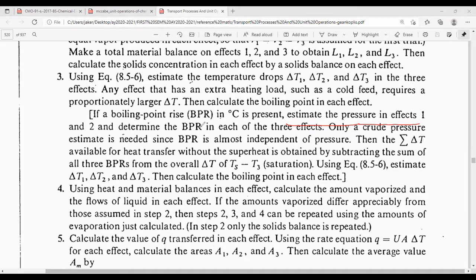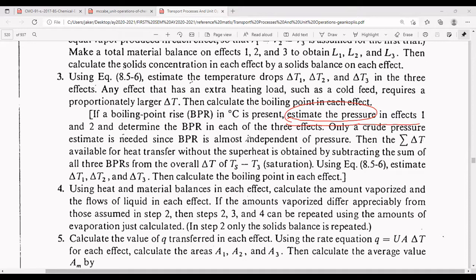If you already have the saturation temperatures of effects 1 and 2, that would lead you, upon using the Duhring's chart, which we will go back to later, to the boiling point of your solution. Because Duhring's chart does not give you the BPR. What it gives you is the boiling point already, that is the elevated boiling point of your solution based on the solids that it contains and its saturation temperature. So that's the main reason the author emphasizes that you are to estimate the pressure.